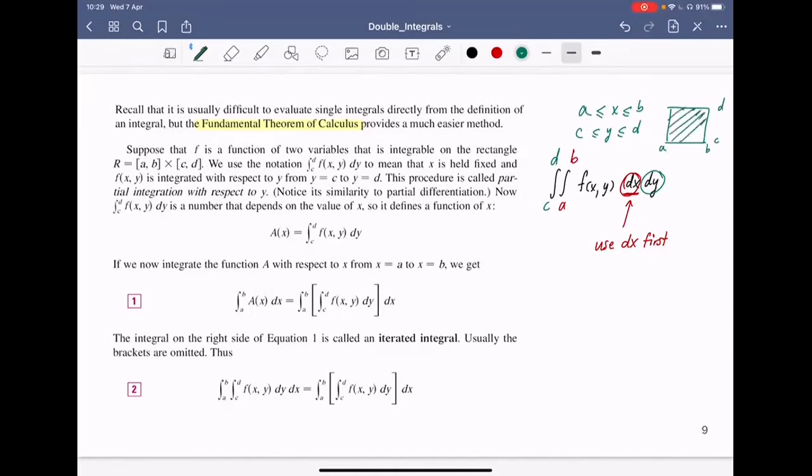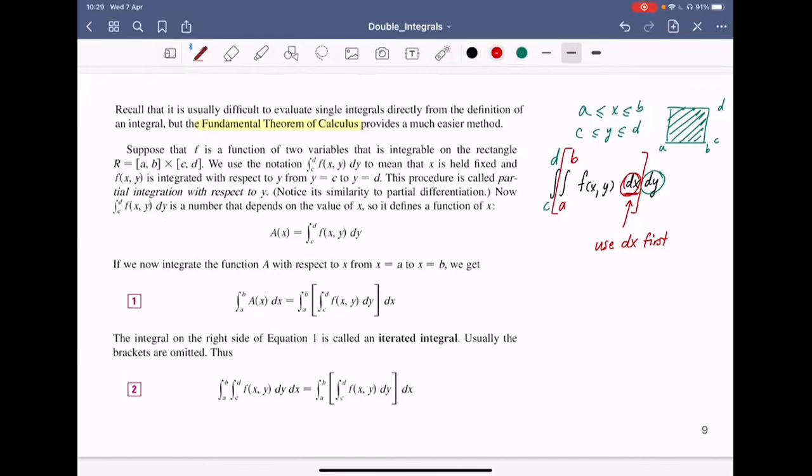And that is the box, the rectangle. So you can integrate that. And then when you integrate with respect to x first inside, you have to keep y as a constant. When you integrate with respect to y, you keep x as a constant. This is similar to differentiation.